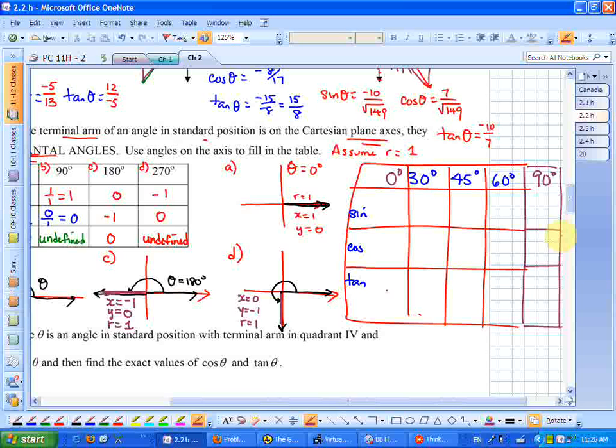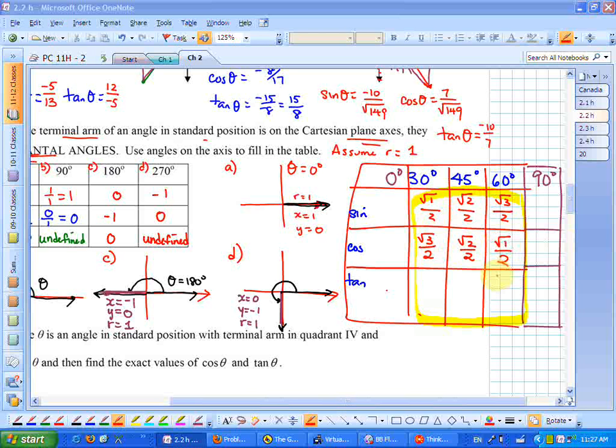Okay. Now, remember what those original things in here were? Remember the pattern? What was the pattern? Root 1, root 2, root 3, all over 2. And then with cosine, what happened? Right, we switched the order. Start with root 3, then root 2, then root 1, over 2 equals 1.